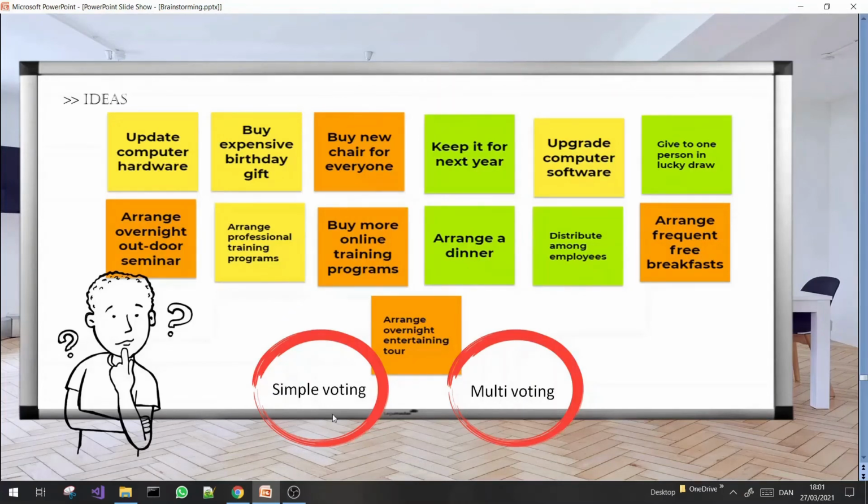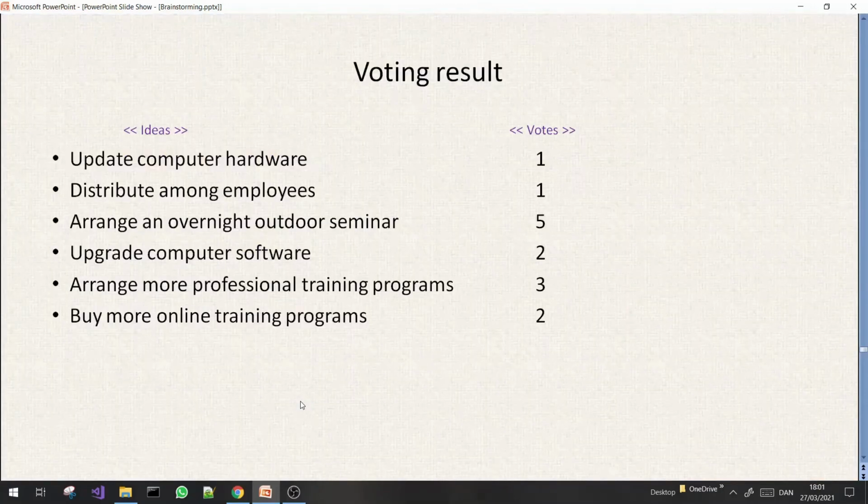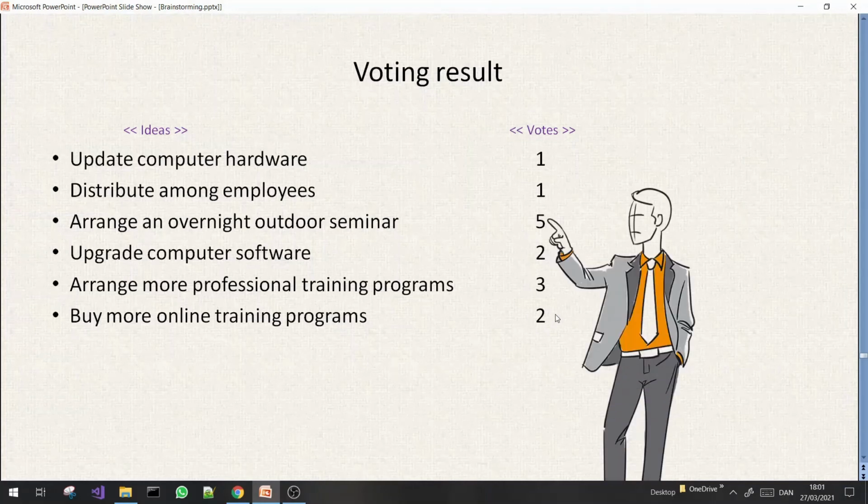However, we decided we shall follow simple voting, and after the voting we have these results where the first idea has a single vote, the second idea also has a single vote, and the third idea has 5 votes, and so on. Now if anyone looks at these results, he or she will say we should select the third idea. Why do we say that? Because by default we have a principle in our mind, which is the plurality principle, and according to the plurality principle we should select an idea which has maximum votes.